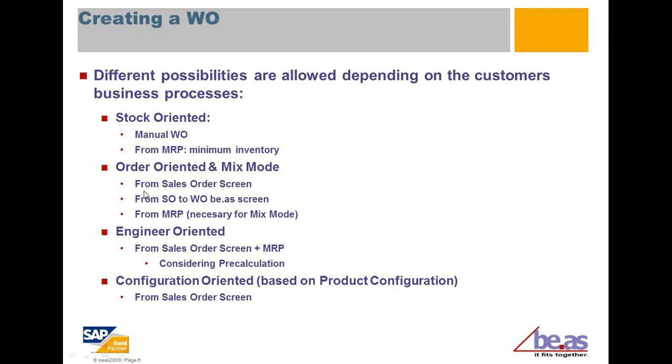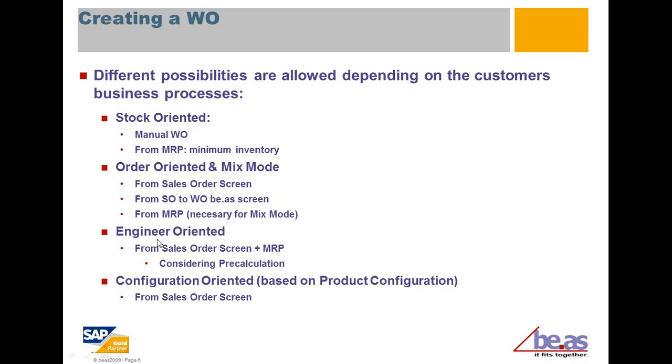So then you can create work orders directly from the sales order screen in Business One, from the sales order to work order Beas screen, or from MRP. Of course, if you have a mixed mode production approach, you will need to use MRP for the creation of the other work orders for the sub-assemblies.